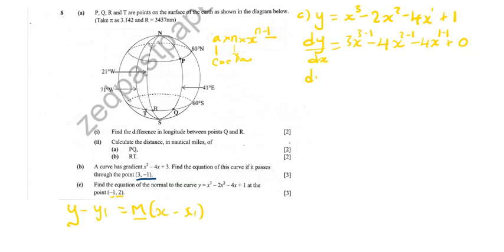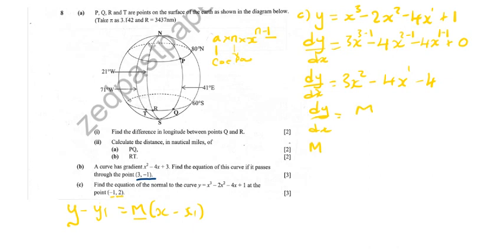So we proceed by saying dy over dx is equal to 3x to the power 2 minus 4x to the power 1 minus 4. Now remember that x here is x to the power 0, and any number to the power 0 becomes 1. So when you have a 1 here, you multiply that 1 with negative 4, therefore it becomes just negative 4. So this is your dy over dx, and we know that dy over dx gives us the gradient function.